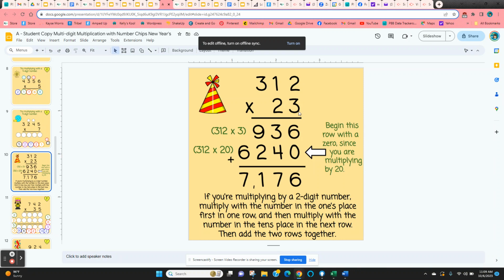So here we're going to break it into two different parts. So we're going to multiply 312 times 3, the number in the ones place, and then 312 times 20, which is the number in the tens place. So when you multiply, here is just 3 times 2, 3 times 1, and 3 times 3. The second row, we always have to start with a 0 because we're multiplying here by 20, not 2. So we start with a 0, and then we multiply 2 times 2, 2 times 1, and 2 times 3. So now we've broken this into two different multiplication problems. Now we're going to add our solutions together to get our final answer.